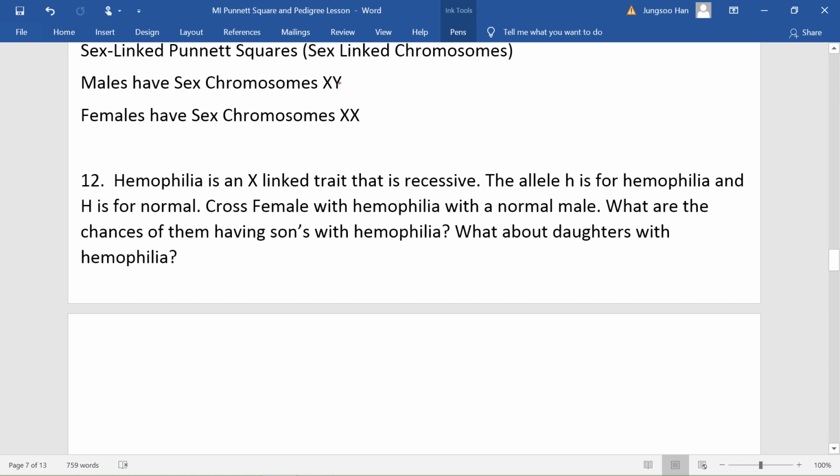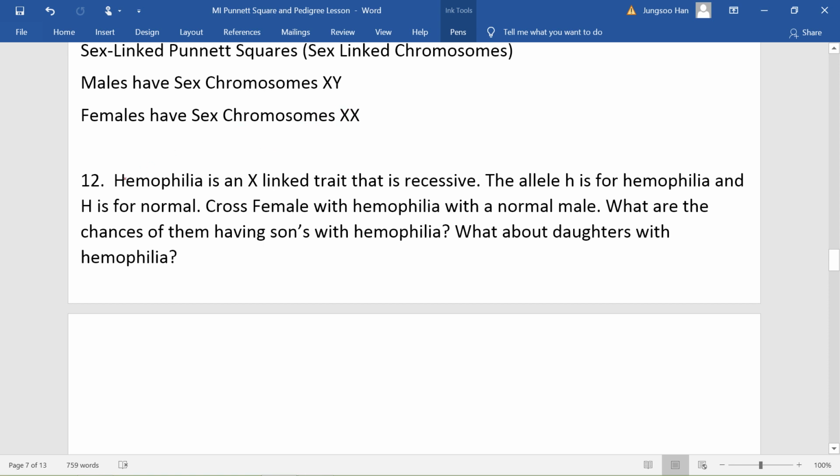Now let's say a trait is Y-linked, meaning that the gene is on the Y chromosome. Males have one Y chromosome, so they only have one allele. They can only hold one allele because they only have one Y chromosome. Females have 0 Y chromosomes, so they won't even have that gene or any alleles for that gene.